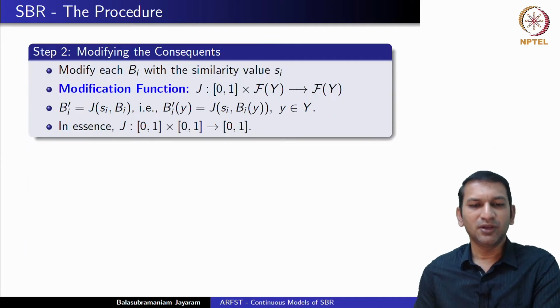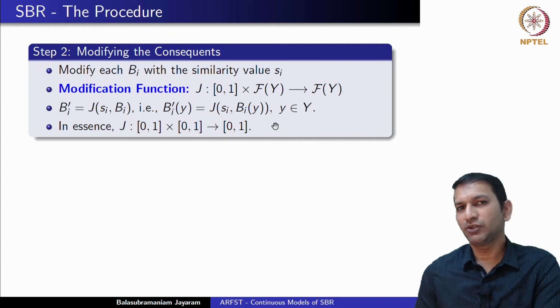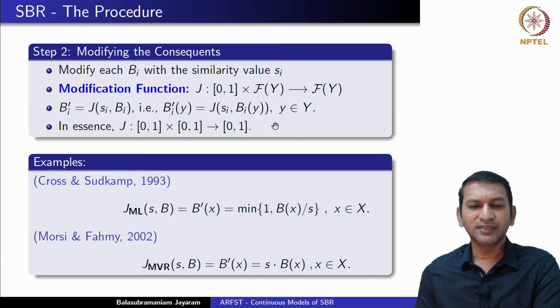In step 2, we take these similarity values Si and modify the corresponding consequent of the ith rule. For this we use a modification function. So the modification function J is essentially from [0,1] cross F(Y) to F(Y). However, we have seen that it can be seen as a binary function on the unit interval. These are some examples of modification functions that by now we are quite accustomed with.